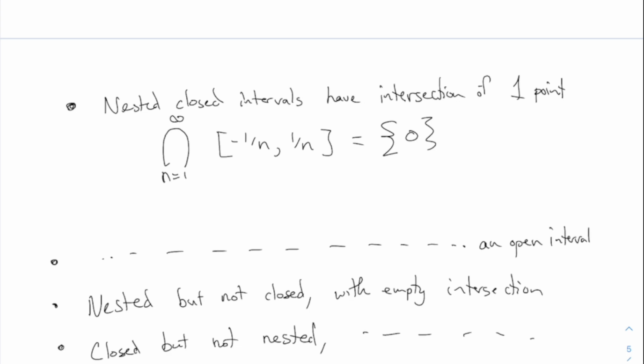Nested closed intervals, but their intersection ends up being an open interval. Did anybody figure this out? I saw some attempts. All were wrong. Actually, this is the impossible one. This one you cannot do.